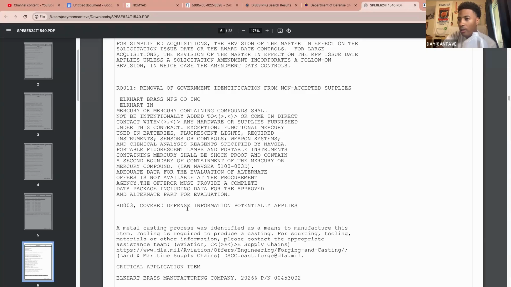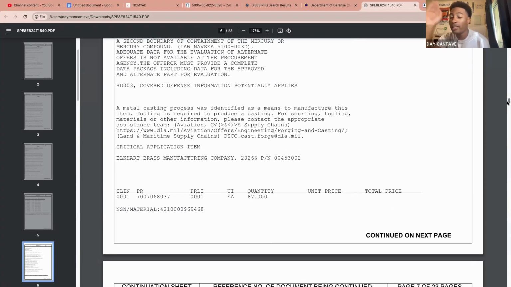Okay, a metal casting process was identified as a means to manufacture this item. Tooling is required to produce a casting. So this goes in depth. This whole metal casting section talks about what you would provide if you were going to manufacture the item and were not an approved source. This information goes in the SAR, which is the source approval request, and a SAR is comprised of a source approval package. That's higher level stuff, which we'll talk about in boot camp, but this is just a breakdown so you know what every single paragraph you're looking at means.